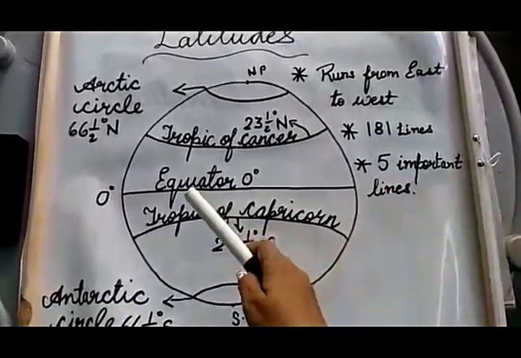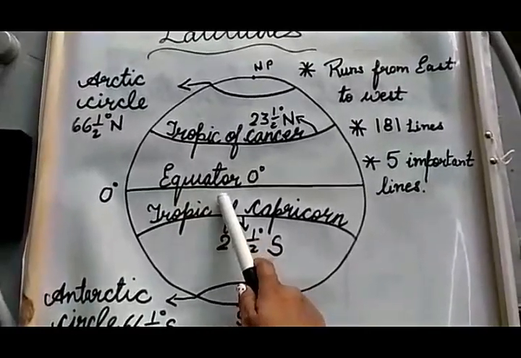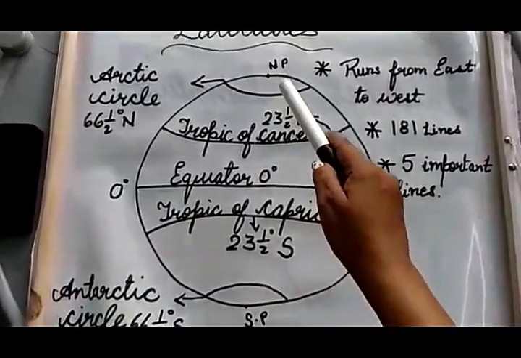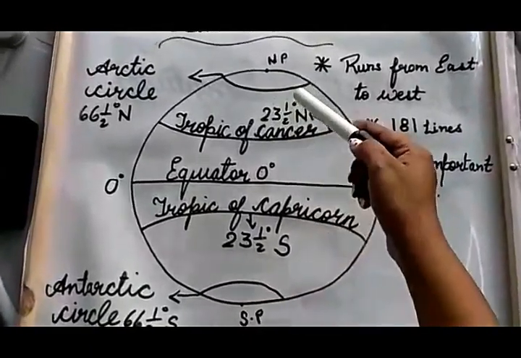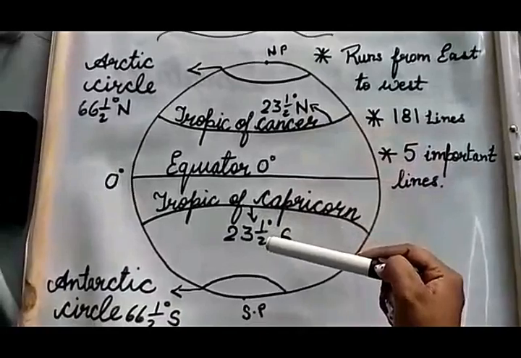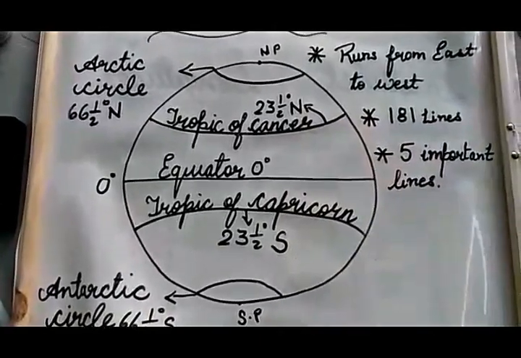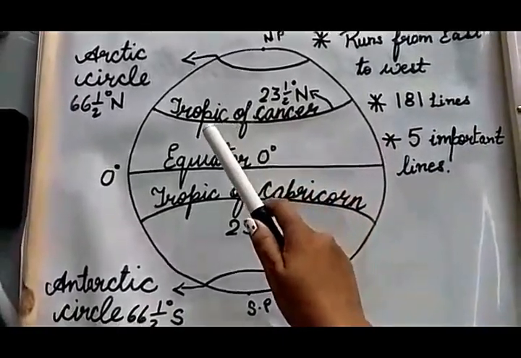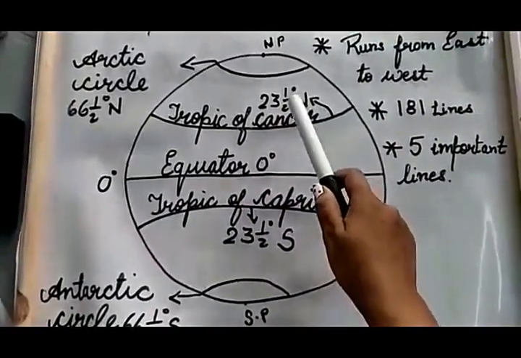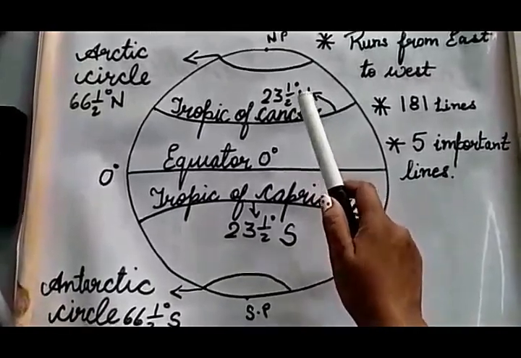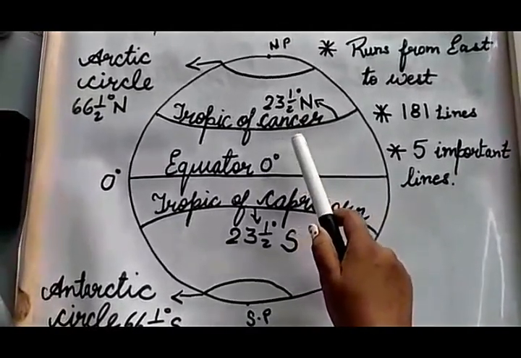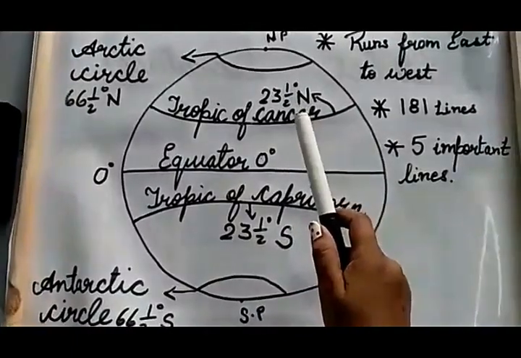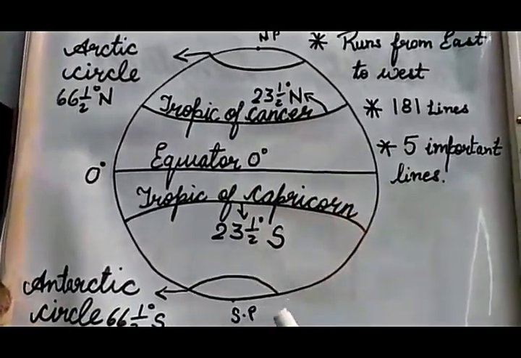The first important line of latitude is the equator, denoted by 0 degree, which divides the earth into the northern hemisphere, that is above the equator, and the southern hemisphere, that is below the equator. The second important line of latitude is the Tropic of Cancer, which is denoted as 23.5 degree north, and the interesting fact about the Tropic of Cancer is it passes through India.